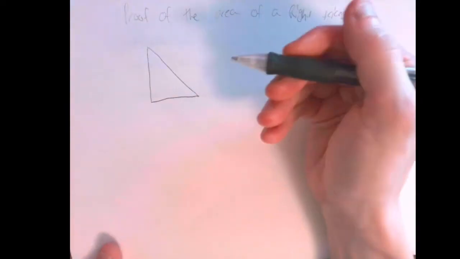So here we're going to prove the formula for area of a right triangle. So first we need to draw ourselves a right triangle here, right?